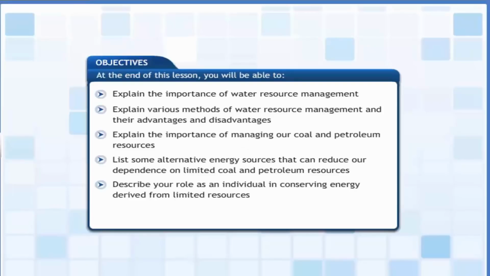This lesson is about the management of water and coal resources. At the end of this lesson, you will be able to explain the importance of water resource management, explain various methods of water resource management and their advantages and disadvantages, explain the importance of managing our coal and petroleum resources, list some alternative energy sources that can reduce our dependence on limited coal and petroleum resources, describe your role as an individual in conserving energy derived from limited resources.